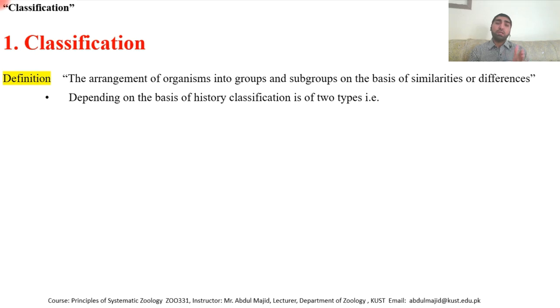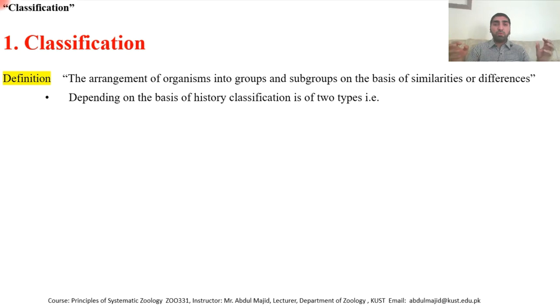So classification is the practice of classifying organisms into groups and then into subgroups for ease of access on the basis of similarities and differences. If they are similar, they are placed in one group, and if they are different from that group, we place them in another group. For example, if certain species have similar characteristics, we place them in one group, and other species which have similar characteristics, we place in another group.